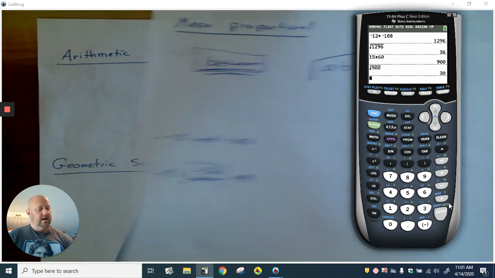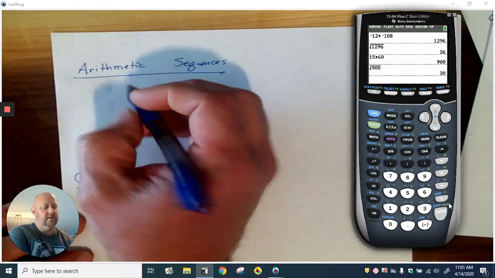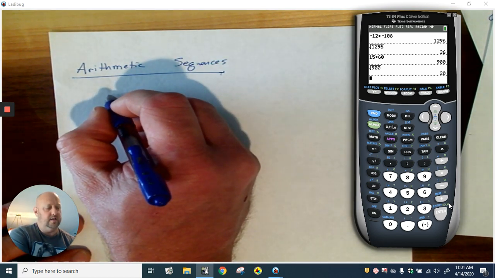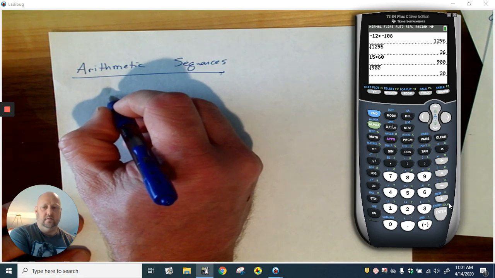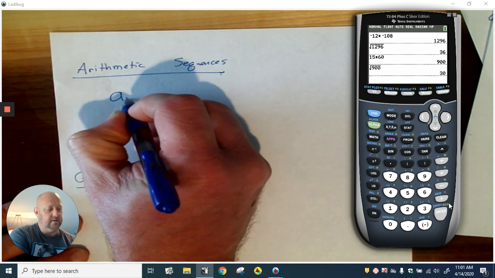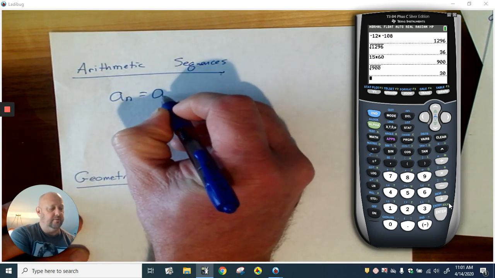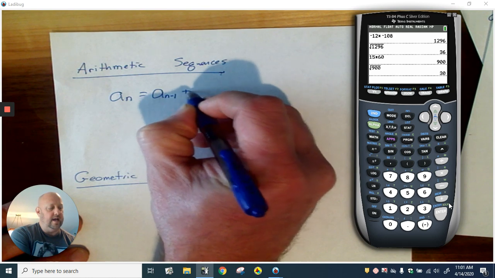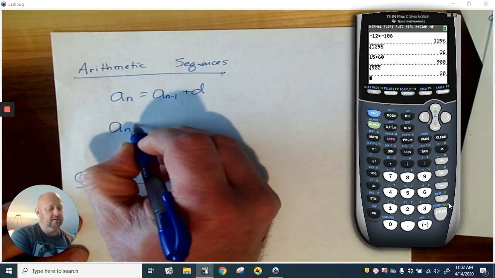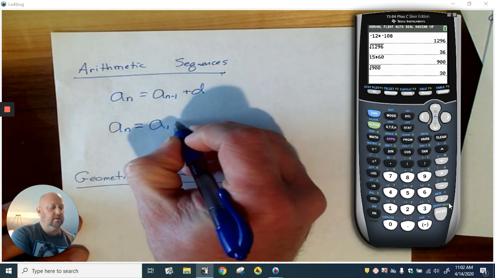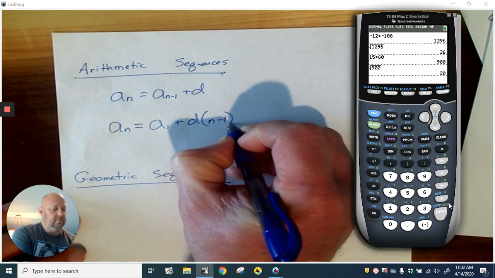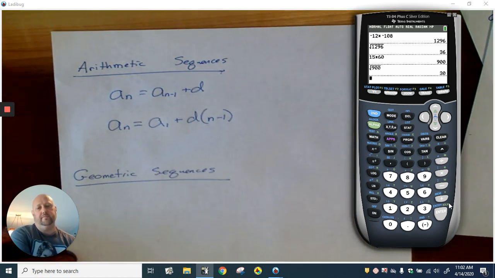Okay, but basically just to summarize, with arithmetic sequences, we had two formulas. We had our d formula, or our recursive formula. That means I can find any term by taking the term before it and adding my d value. And then my formula ended up a sub n equals my a sub 1 plus my d, n number of times. So those are my two formulas for arithmetic.